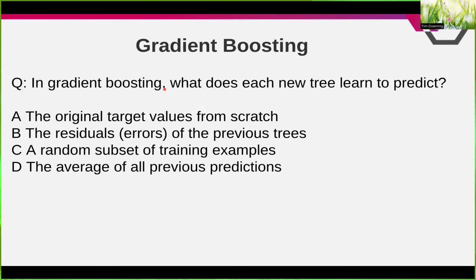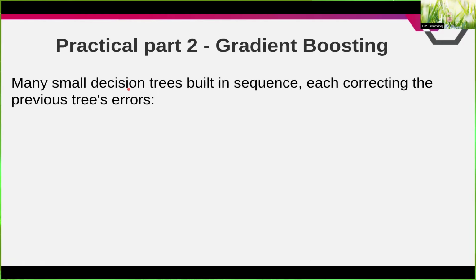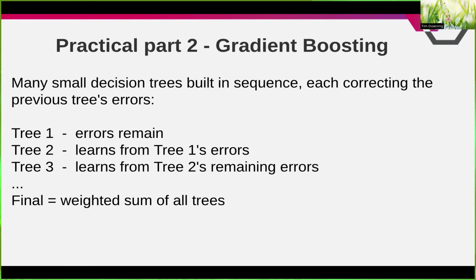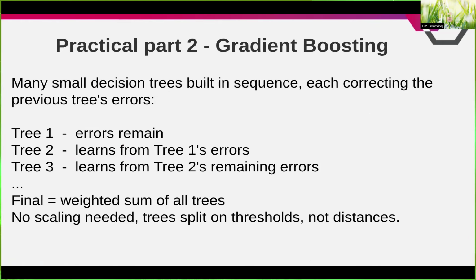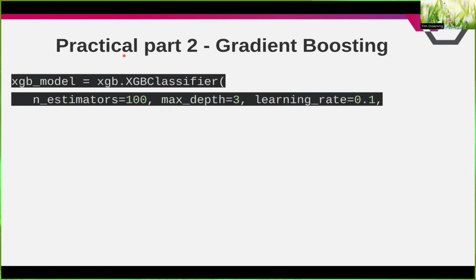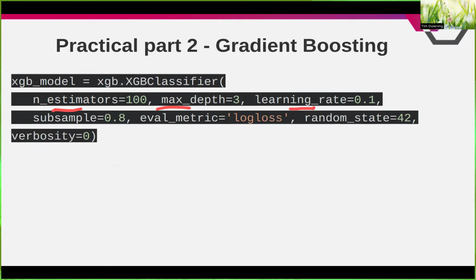So we'll skip that and think about our gradient boosting approach here. We're trying to take in our sequence data and consider our bacterial data and consider that we're learning iteratively as we go through this process until we have a final weighted sum of all the trees and their errors. And our trees are split based on thresholds rather than distances. So each is independent from each other in terms of the scaling required. We're going to use XGBoost, and that will take in a particular number of estimators, a maximum depth, and a learning rate to apply this model.